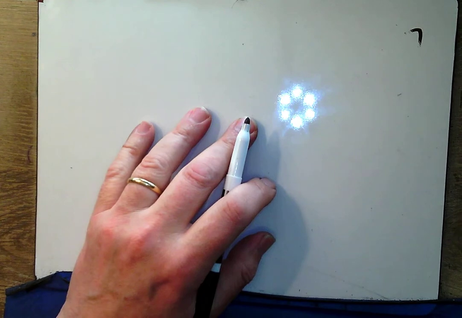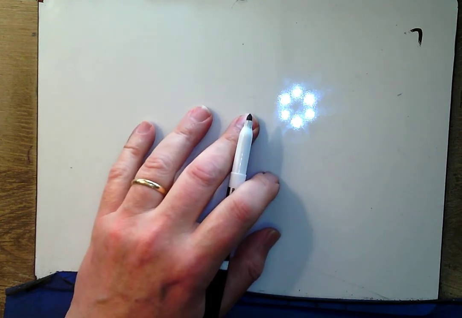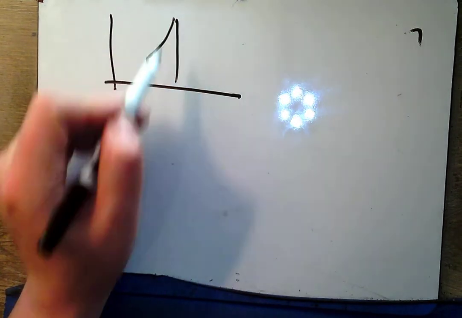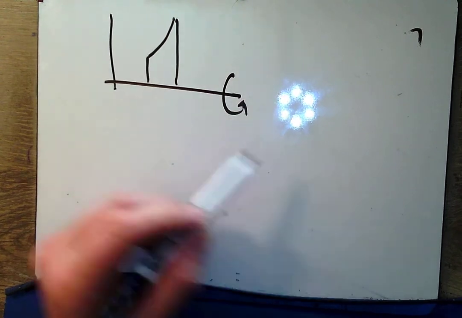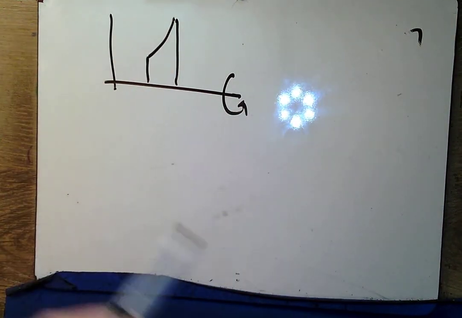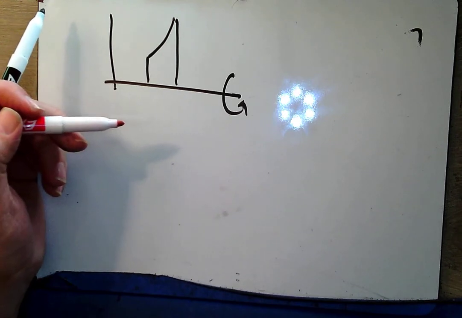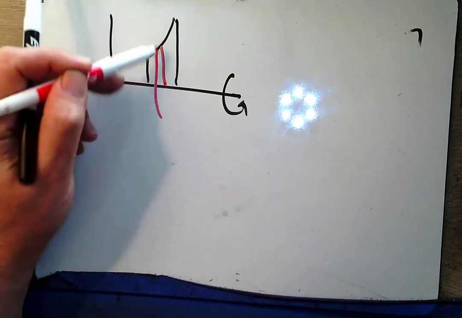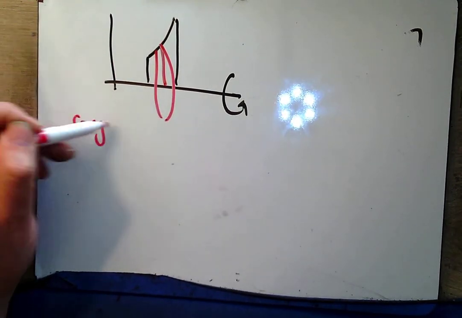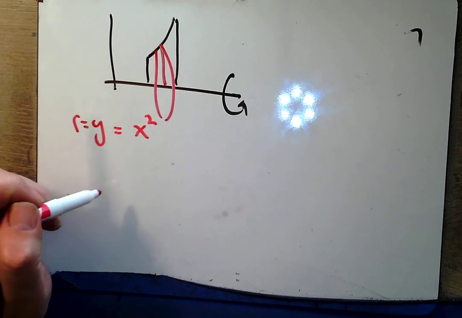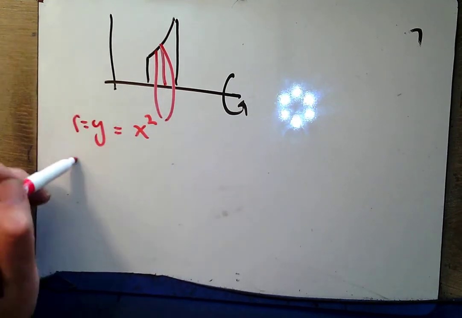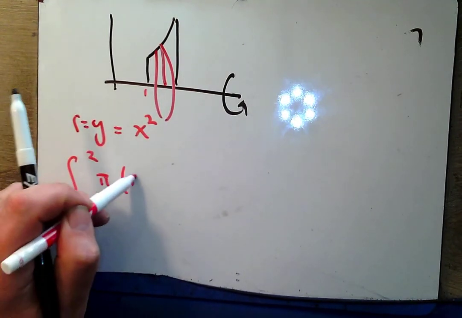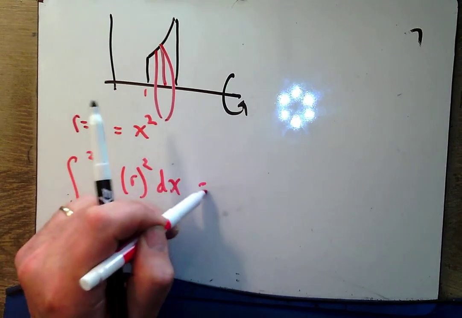Okay. 3, find the volume, same region, rotate it around the x-axis. Okay. So we've got this region, but this time we're going around the x-axis. Well, here we're asked to do that. Oh, it doesn't specify a method. Cool. Well, I think I want to use disks. I know the radius is my y value, also known as x squared. And I'm integrating from 1 to 2 pi r squared dx.